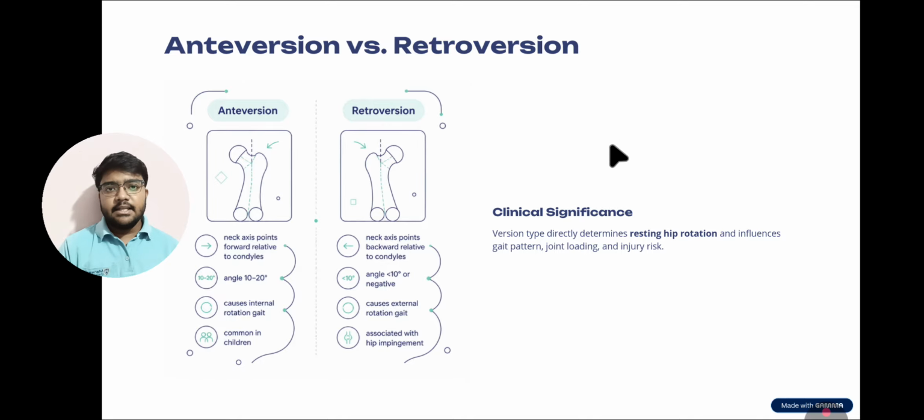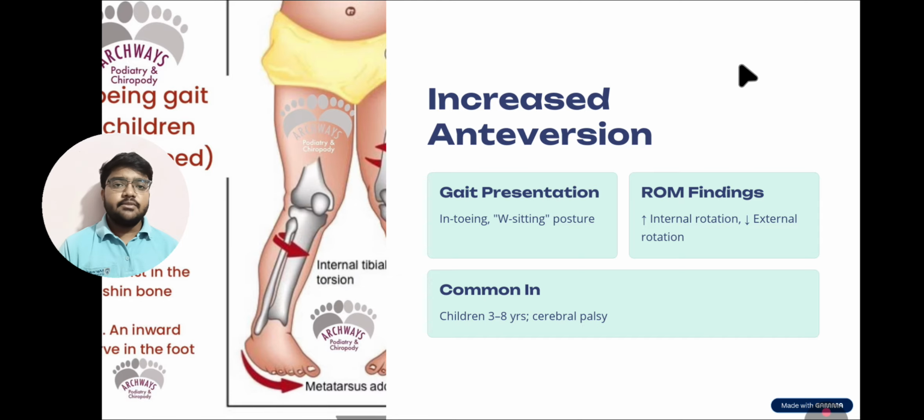If we see the clinical significance, version type directly determines resting rotation and influences the gait pattern, joint loading, and injury risk. Now, if there is increased anteversion, what will happen? Gait presentation will be in-toeing, with a W-sitting posture. Range of motion changes: internal rotation will increase and external rotation will decrease. This anteversion is commonly seen at 3 to 8 years or in cerebral palsy.